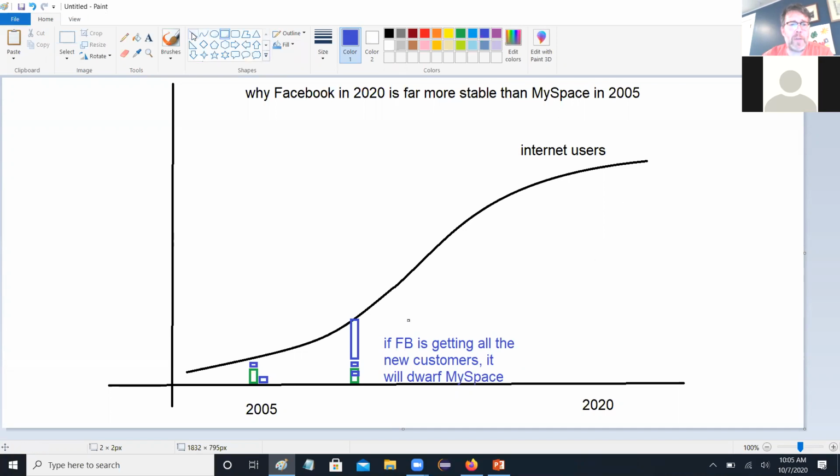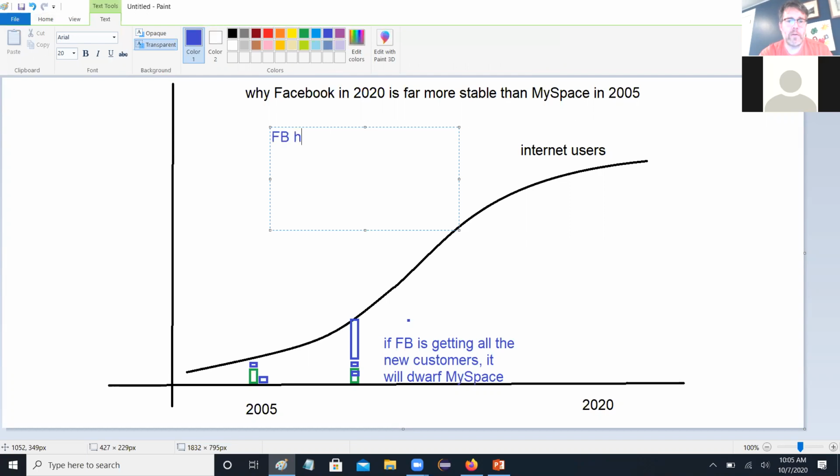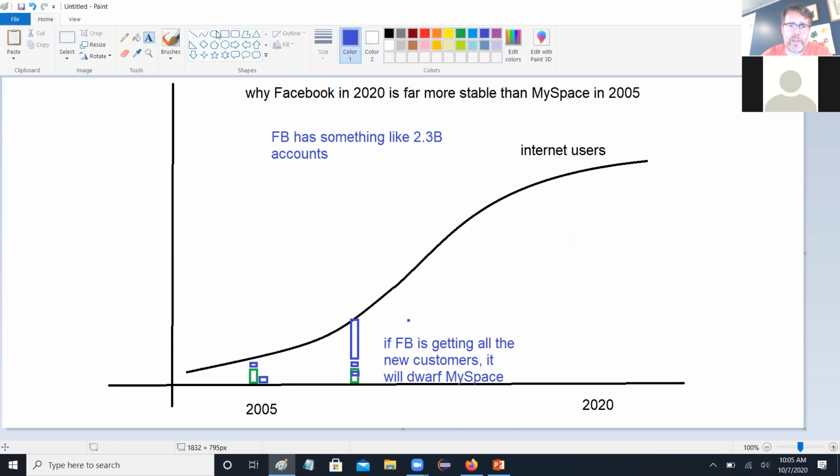Nowadays, how many accounts does Facebook have? Facebook has roughly 2 billion, something like 2.3 billion accounts. And let's say most of those are actually humans, not bots or phony traffic. That's a huge fraction of North America and Western Europe, where Facebook is dominant. So Facebook, as far as that chunk of the world, has something like this kind of share.